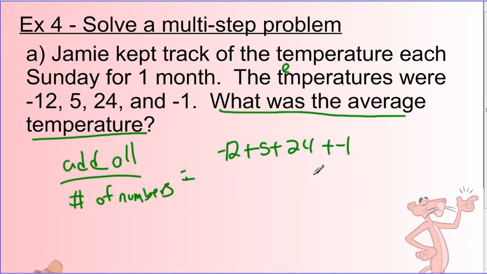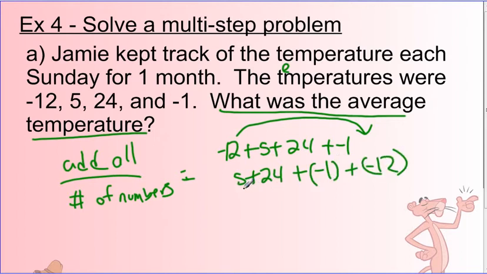Now, I'm going to show you a little trick. Instead of adding straight across, I'm going to use this commutative property. I'm going to move this -12 back here. Because what I want is I want to have my positive numbers together and my negative numbers together. So watch what happens when we do this. If I rewrite this now as 5 plus 24 plus negative 1 plus a negative 12.